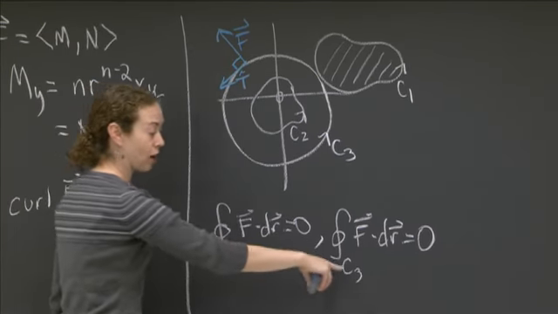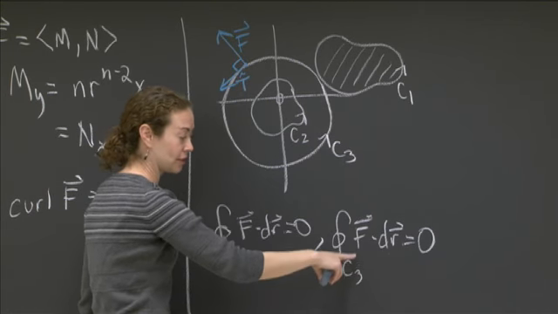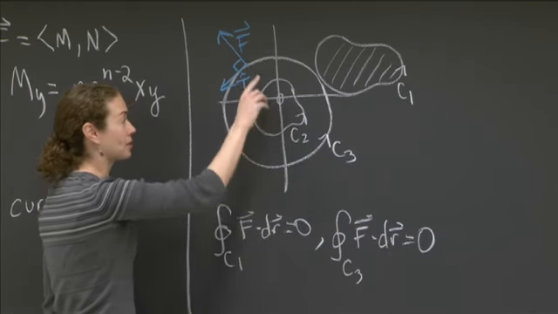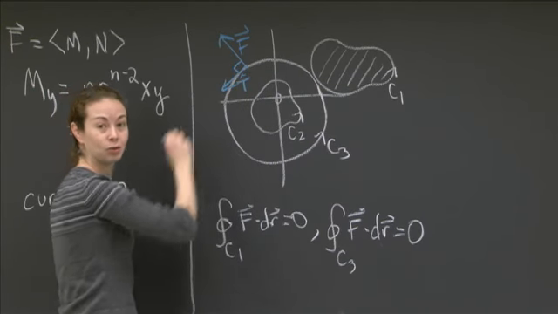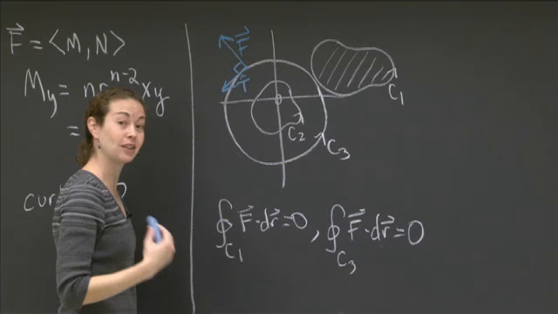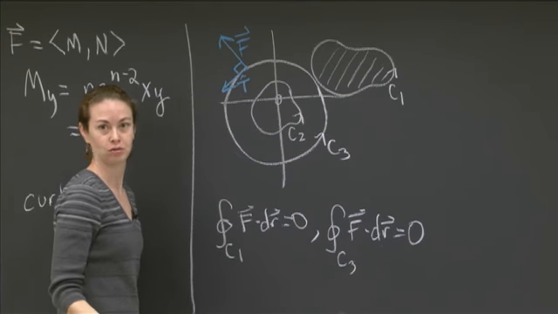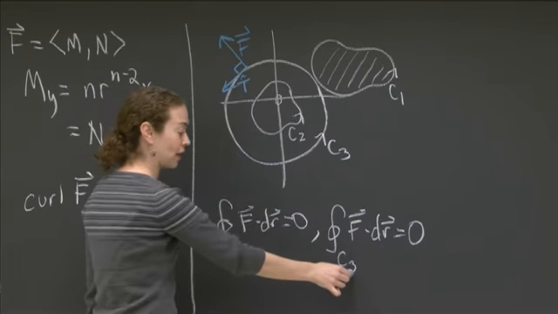Okay, and so that is why, for this circle, it's immediately obvious that F dot dr is equal to 0. Because at any given point on this circle, I'm taking a vector field and dotting it with a vector that's orthogonal to it, so I get 0, and when I integrate 0, I get 0. Okay, so that's why this is 0.